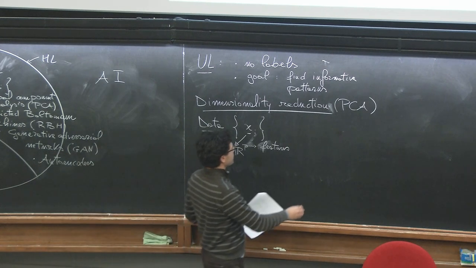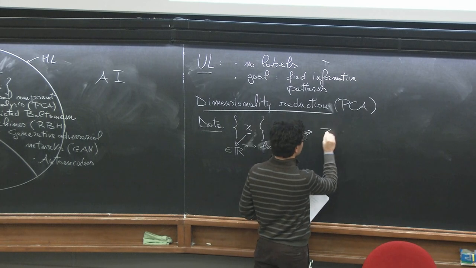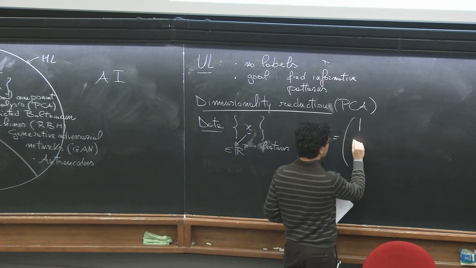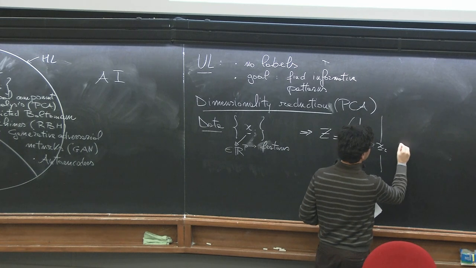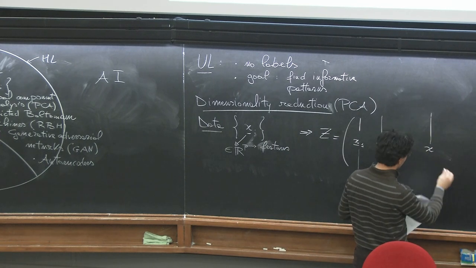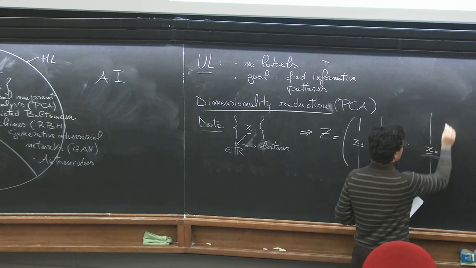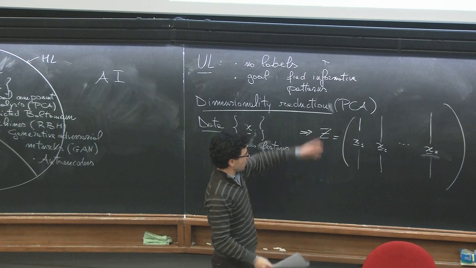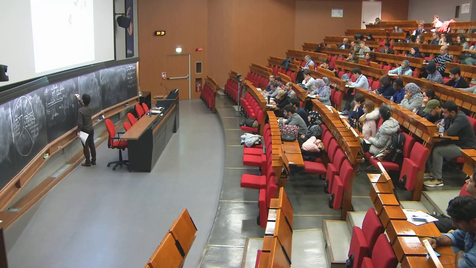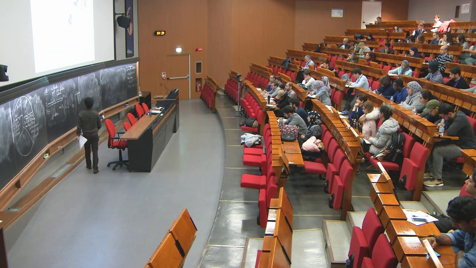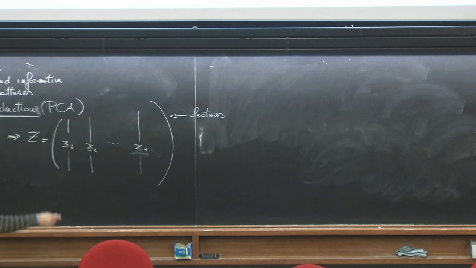Okay? And you can store all this data in a large matrix, let's call it Z, whose columns are given by my vectors x1, x2, etc. And I have n of them. So the columns represent the single samples, the single individuals like me, and the rows represent single features. So in the first row, you have the height in centimeters of all the people in my example. In the second row, you have the weight, etc.